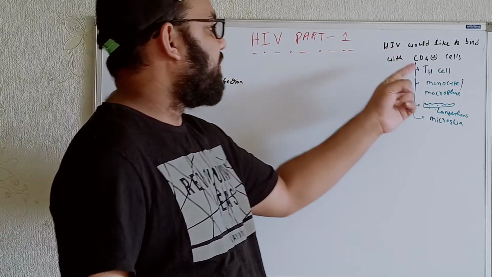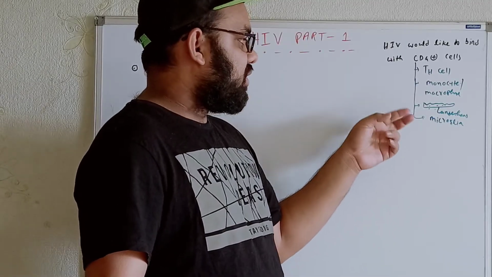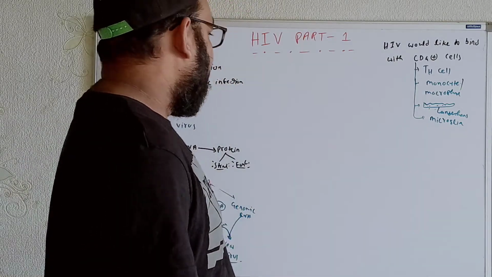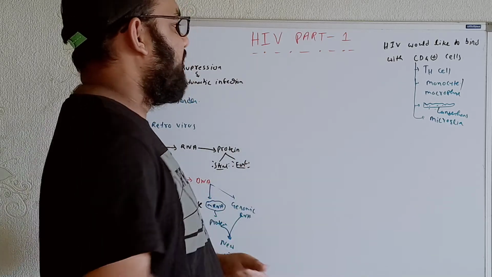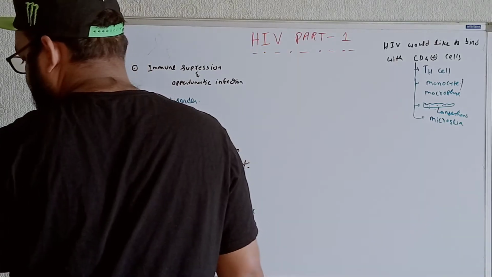Now this HIV virus would like to attack or bind with the CD4 positive cells. Among the CD4 positive cells, we can get the T helper cells, the monocytes or macrophages, the Langerhans cells, and the microglia, okay? Now, at first we need to know what type of structures we will see in HIV. First we will see the HIV structure, and then we will go to the details.